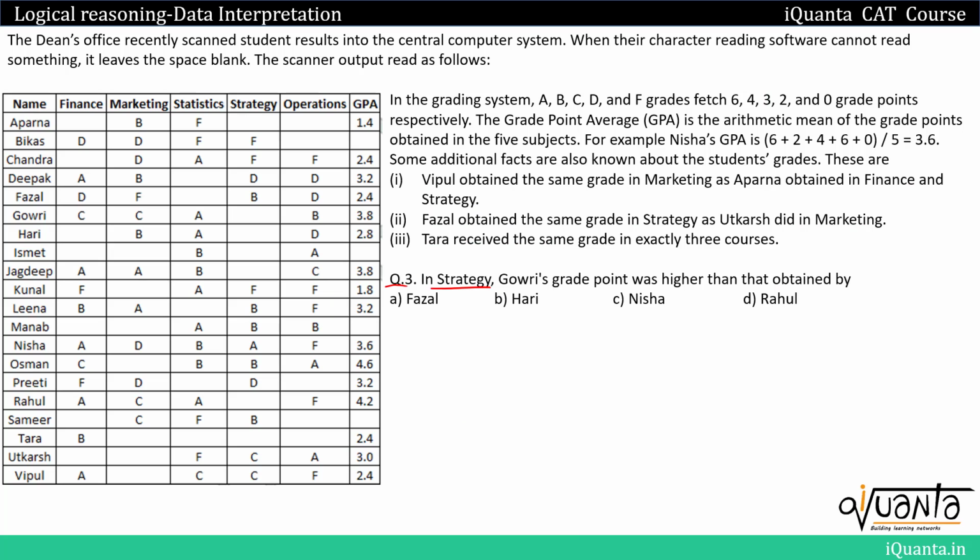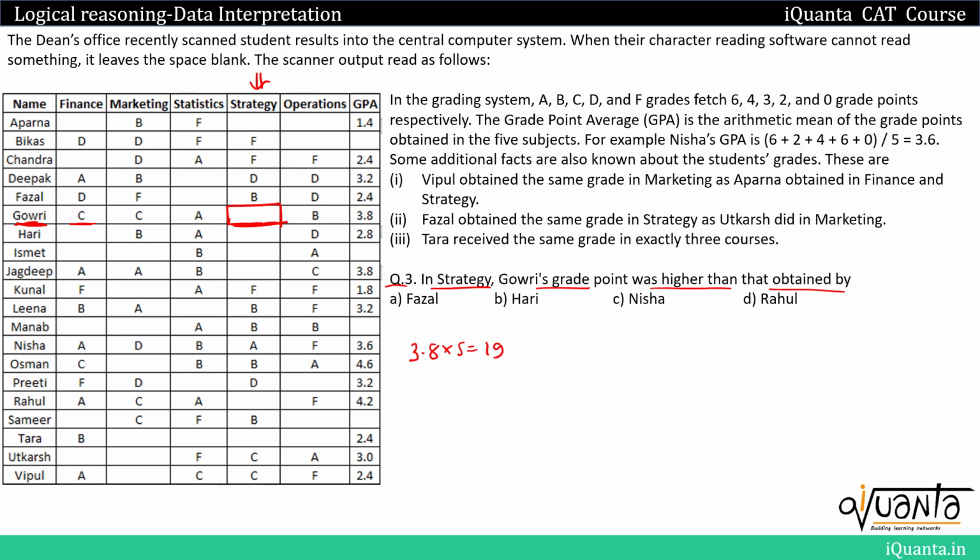The third question is, in strategy, Gauri's grade point was higher than that obtained by. So we are talking about strategy now, and we are talking about Gauri. So Gauri is over here. And what is Gauri's grade in strategy? We need to find it out. For Gauri, we need the grade in this subject only, and her GPA is 3.8. So what will be the total score of Gauri? It will be 3.8 into 5, which gives me 19.